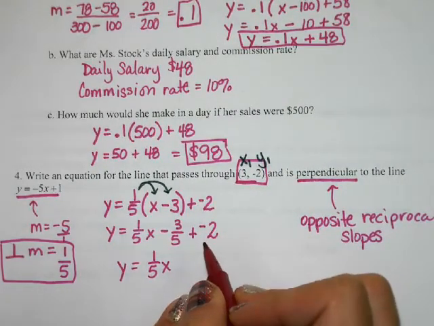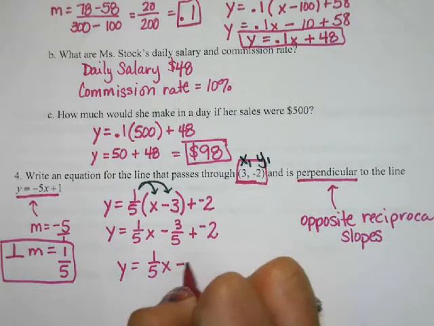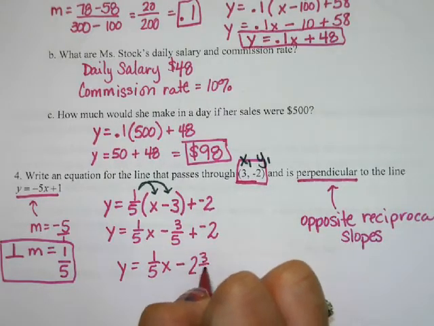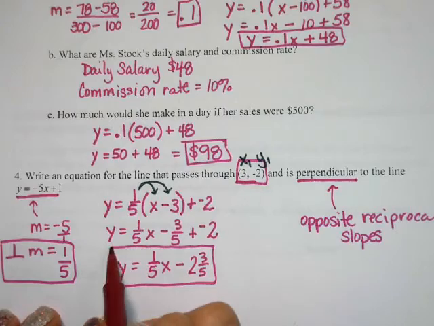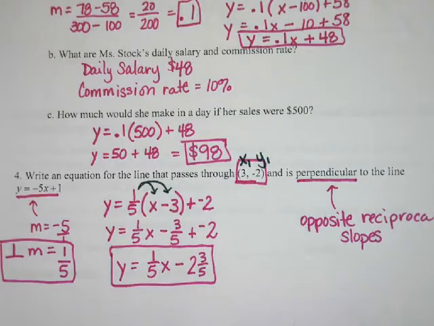You can leave it as a mixed number. So minus 2 and 3/5. That's perfectly fine. I'm happy like that. You could put that as, what is that, 13/5? I'm okay with that too. Because it has a fraction in it, we should probably leave it with a fraction, so don't go to a decimal.